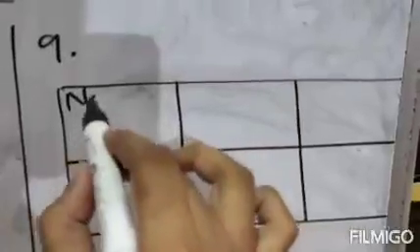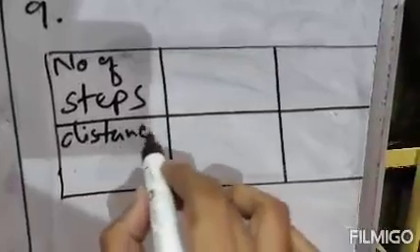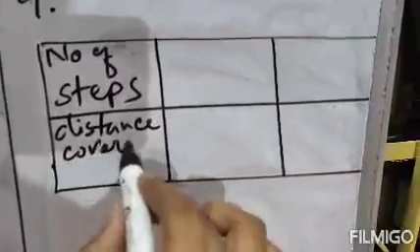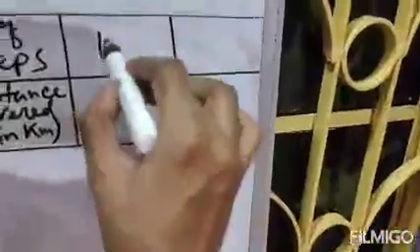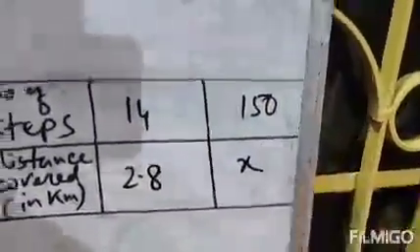One quantity is number of steps and the second is distance covered. It is given in kilometer. So in 14 steps the distance covered is 2.8 km. Therefore in 150 steps distance covered will be x kilometer.